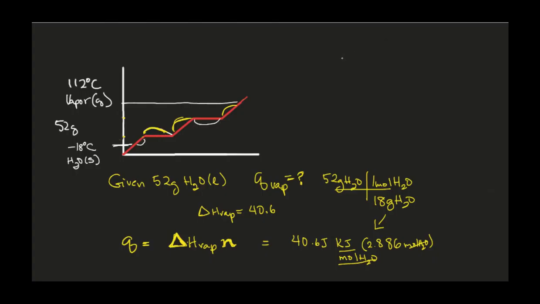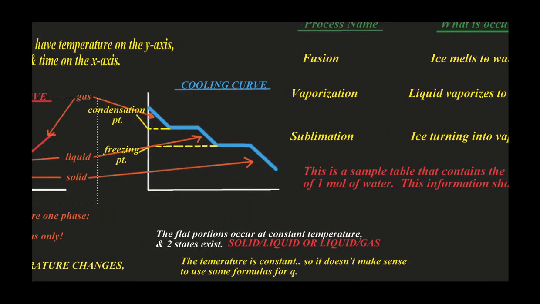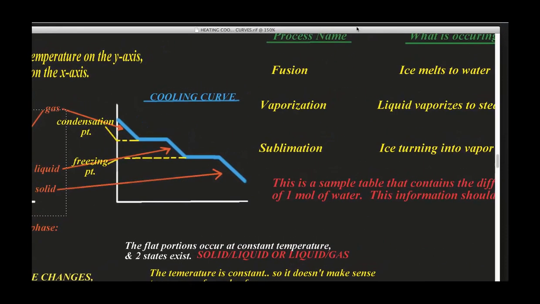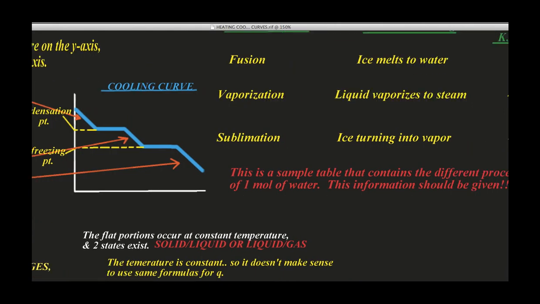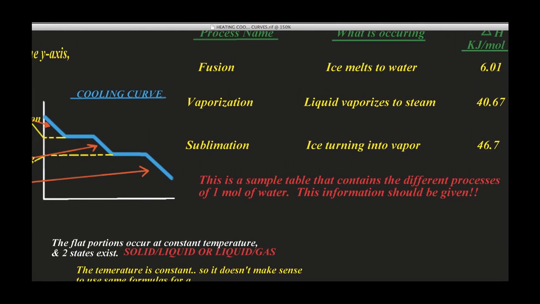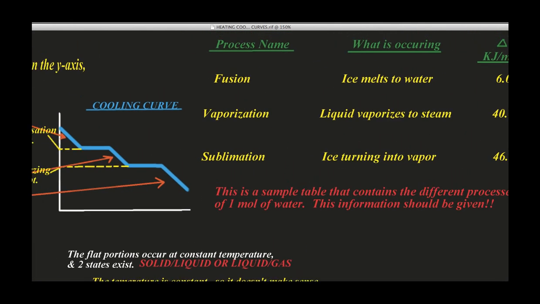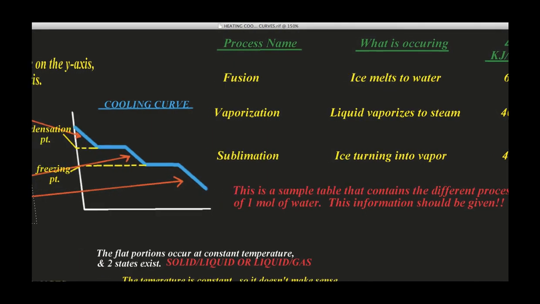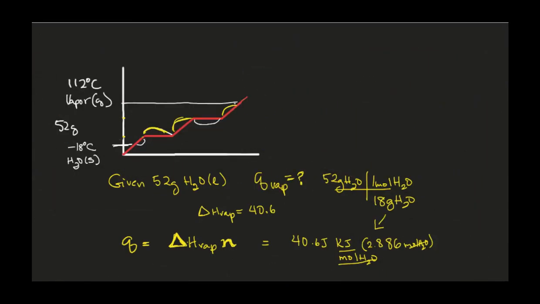So let's do the easy one first. Let's do the one that's the fusion. If you remember, the constant for fusion was 46.7, I believe, kilojoules per mole. No, no, no. It's 6. No, is it, yeah, fusion? You're right. It's 6.01. I gave you the one for sublimation. Sorry.